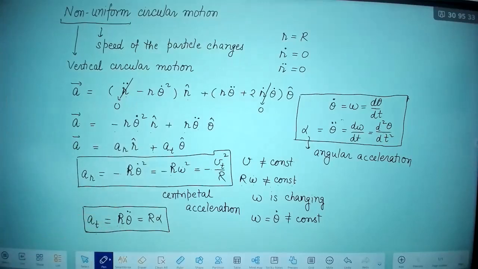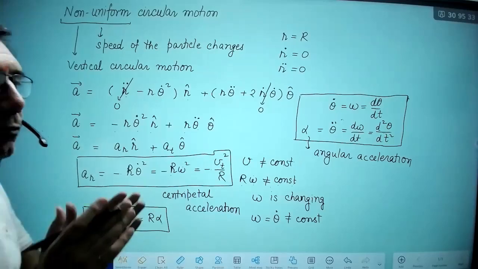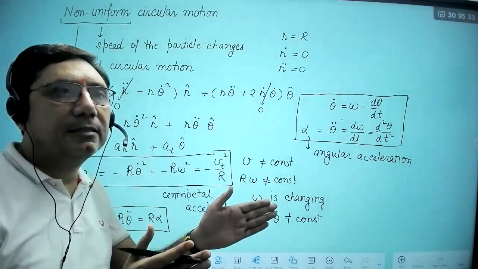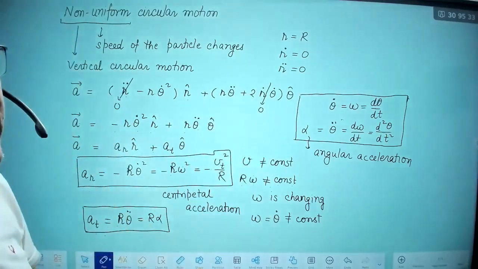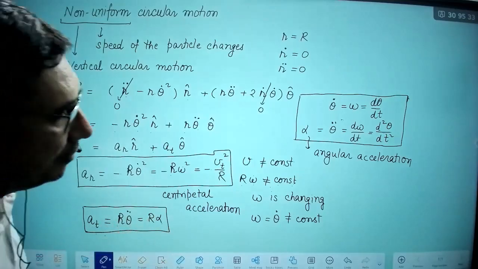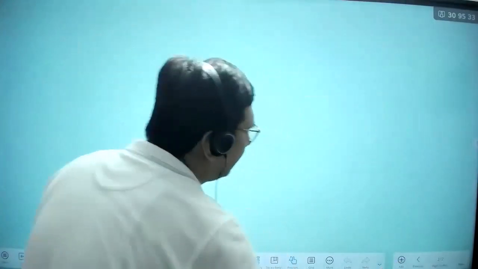So here two types of accelerations are there. In case of non-uniform circular motion, not only centripetal acceleration is there, but there will be a tangential acceleration. How much will this tangential acceleration be? That will be r alpha.